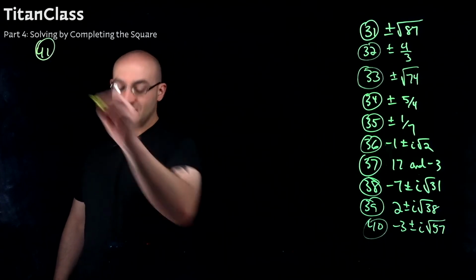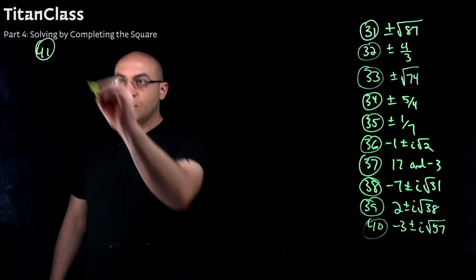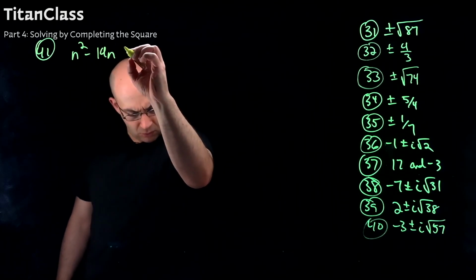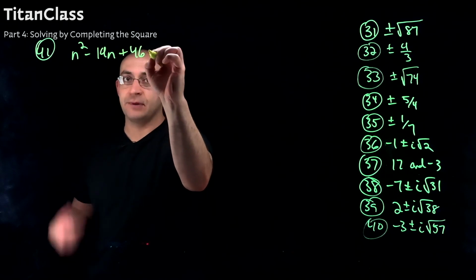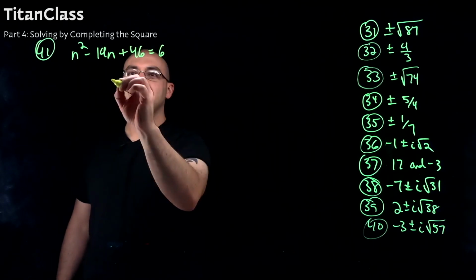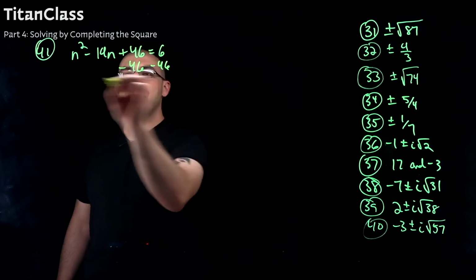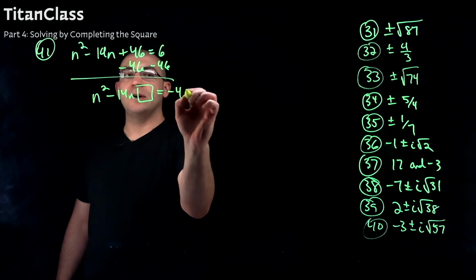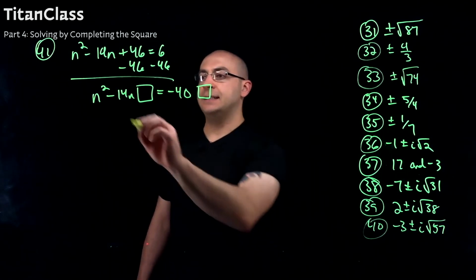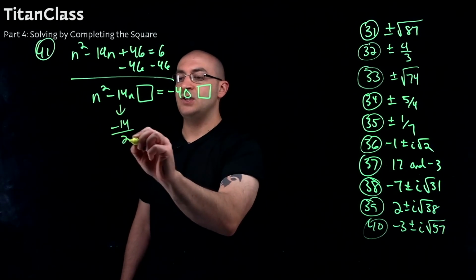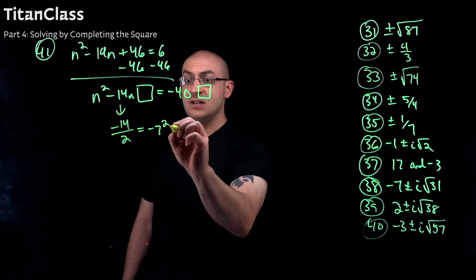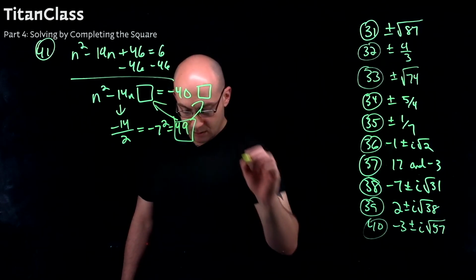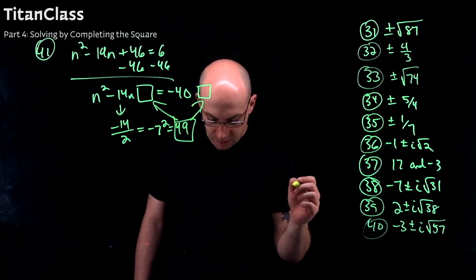41, 10 problems left. We're in the home stretch. 41, n squared minus 14n plus 46, brain stopped right there, did you see it? Subtract 46 on both sides. I'm left with n squared minus 14n equals negative 40. Take the negative 14 divided by 2, negative 7. Square it, this is another 49. What? Oh, yay, we won't have an imaginary. Oh, this is going to be a nice one.